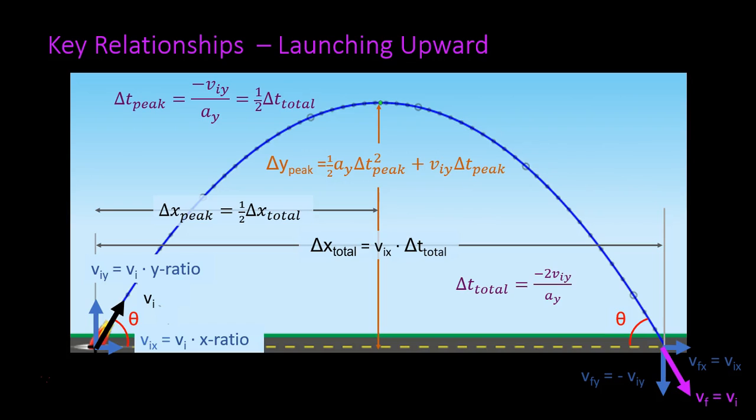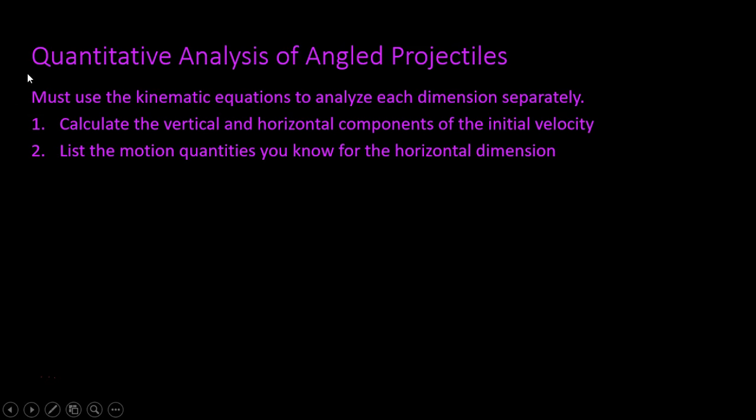Let's look at a process for quantitatively analyzing angled projectile motion. First, we must use the kinematic equations to analyze each dimension separately. We cannot mix vertical and horizontal quantities. The first step in the process is to calculate the vertical and horizontal components of the initial velocity. So you'll either be using the unit circle or you'll be using trigonometry to do this. Second, we want to list the motion quantities we know for the horizontal dimension.